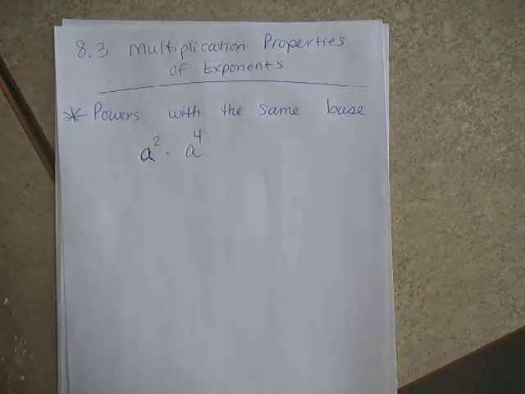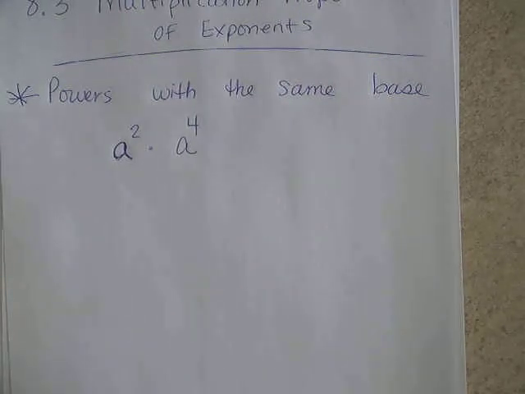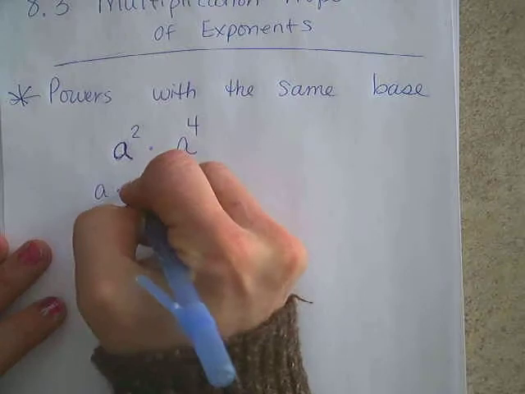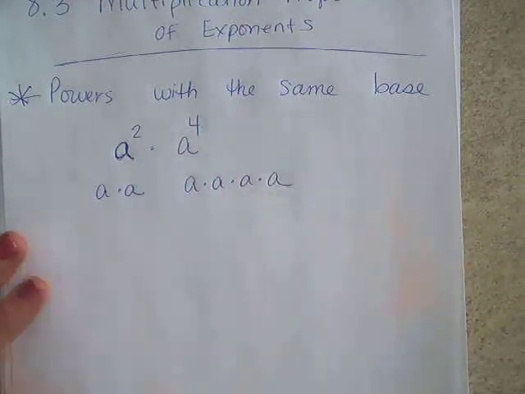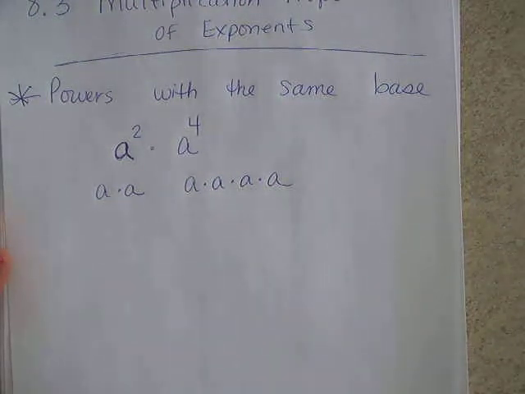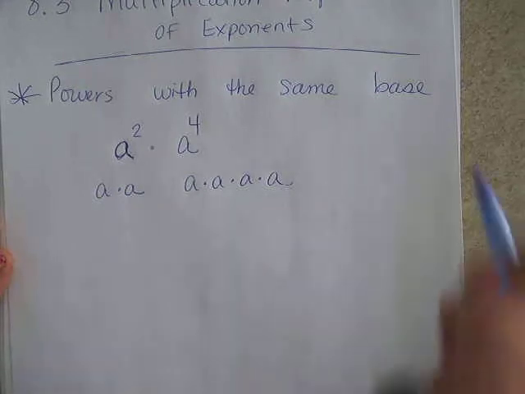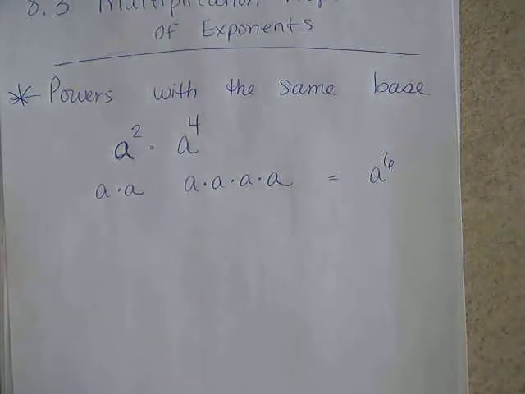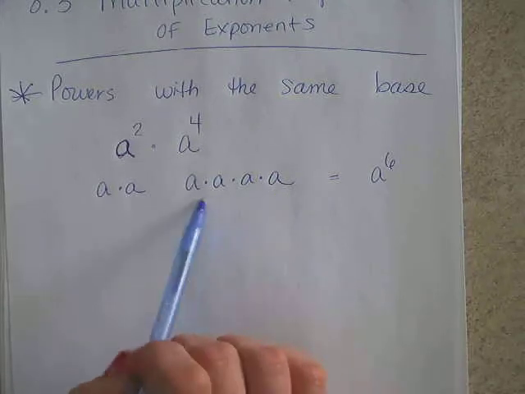Okay, so if you have powers with the same base, and we were to expand this, the whole goal of these rules is you don't have to expand them. So this would be a times a, and that would be 4 a's, right? Okay, so together, why wouldn't it be 6a? It would be a to the 6th. Oh, okay. So, coming up with a rule.